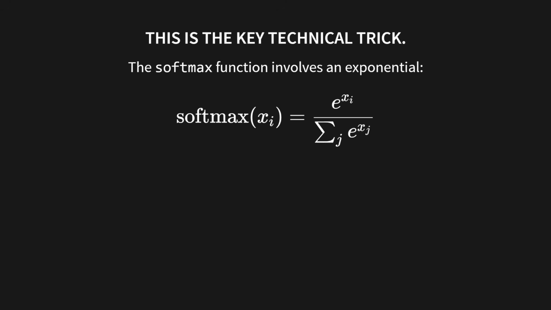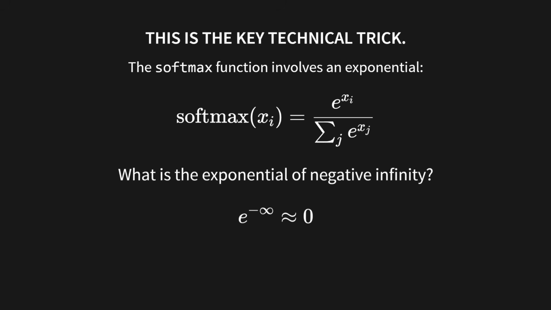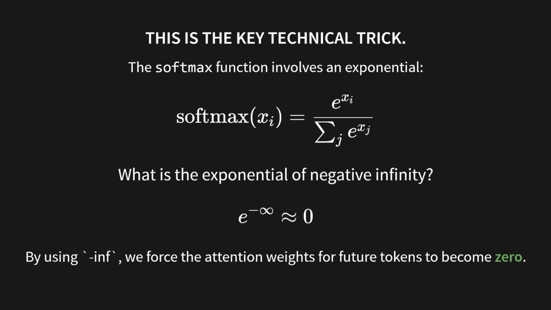The softmax function involves an exponential. You see the formula here. It's e to the power of x sub i divided by the sum of all the e to the power of x's. So what is the exponential of negative infinity? E to the power of negative infinity is approximately 0. By using negative infinity, we force the attention weights for any future tokens to become 0. It's brilliant. Let's see this in action.